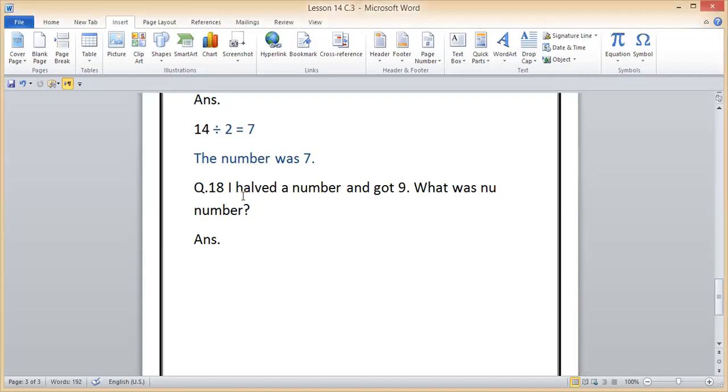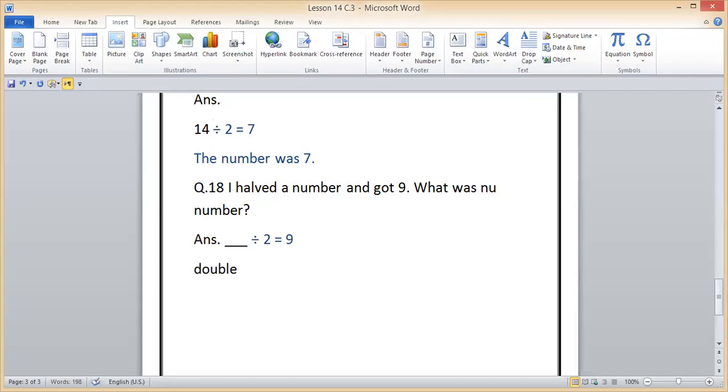So look, question number 18 is saying, I halved a number and got 9. I don't know the number. There is a number. When I divide that number by 2, the result which I get is 9. Okay? What do you have to find? You have to find that number. How can you do that? You will find the opposite of half. The opposite of half is double.